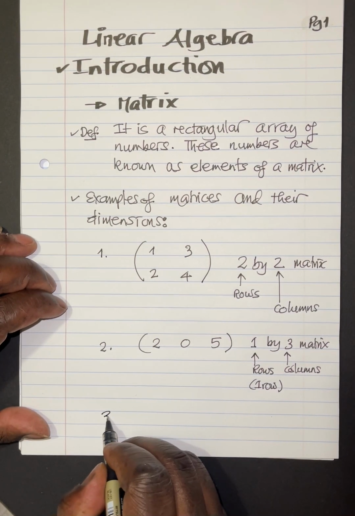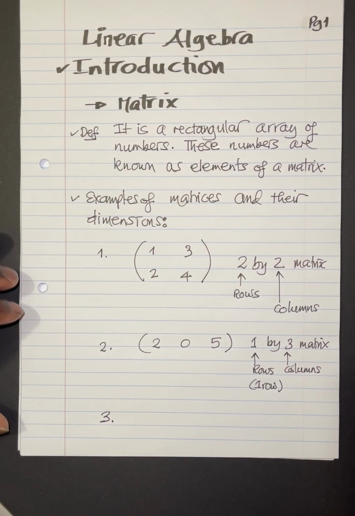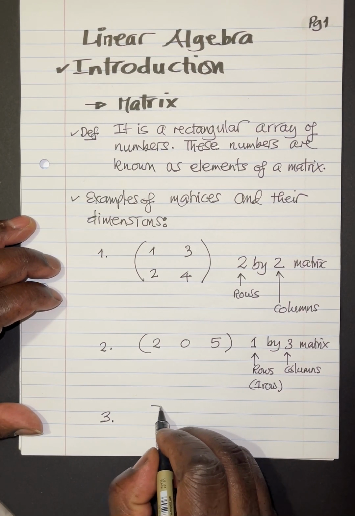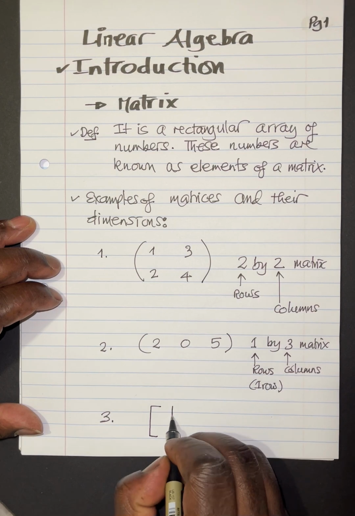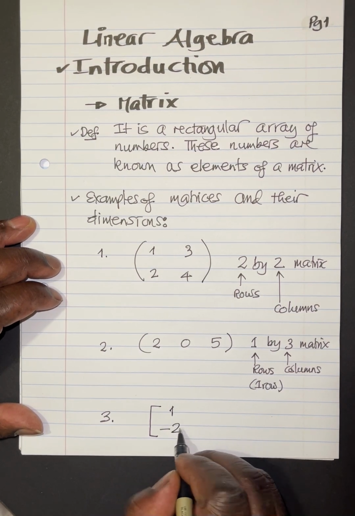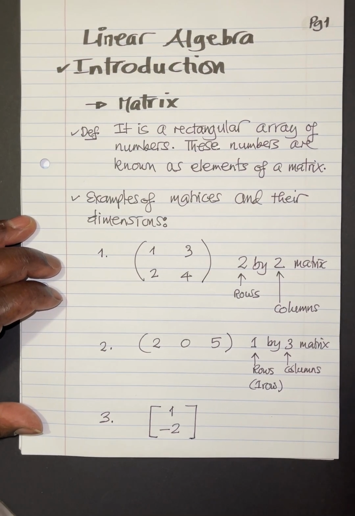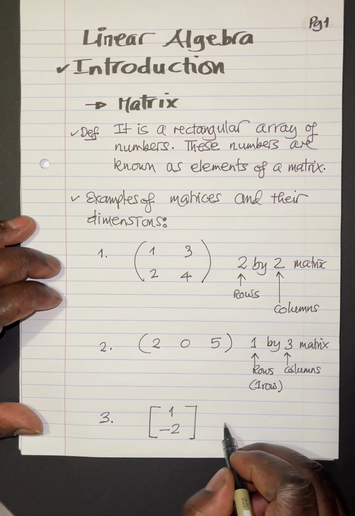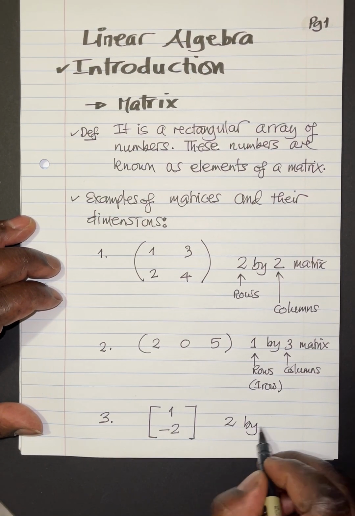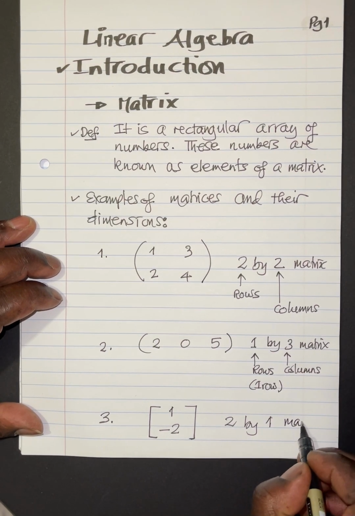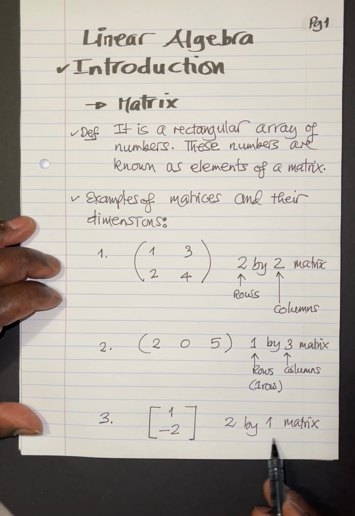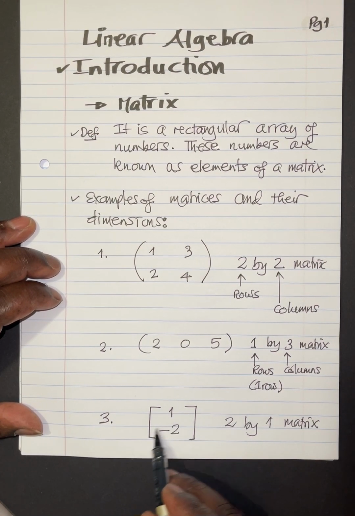Let me give another example, number 3. I just want to look at a simple one. Suppose, and I told you that sometimes we use square brackets, what if I have 1 and minus 2, like this? We have 2 rows and 1 column. So this is a 2 by 1 matrix because it has 2 rows and 1 column.